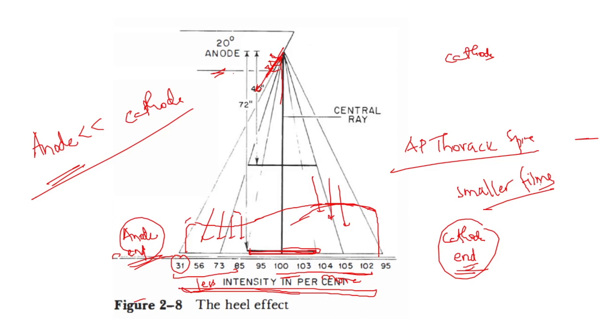One, thicker body parts are placed over the cathode side and thinner body parts towards the anode side. Second, use of smaller films. Third, if the focus to film distance is made larger, then also the Heel effect will be less noticeable. This is the focal spot and this is the film.